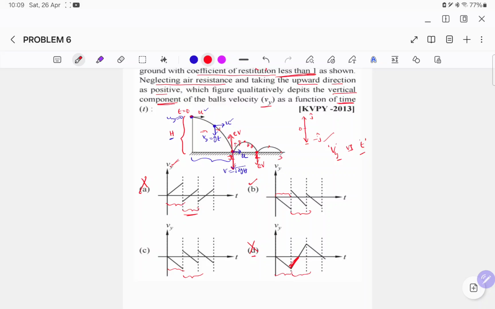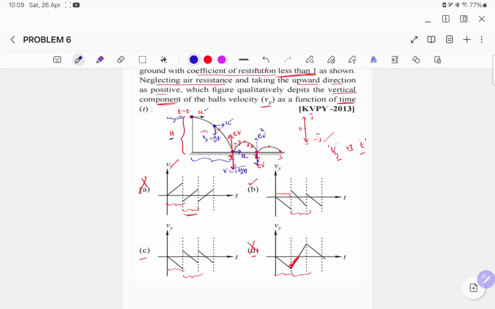Now in option C and option B they have given the graph the same way, so there is no clarity about whether B or C is right. Let me check with the next time interval, that is the time duration between the second bounce and the third bounce. See, as it has hit the ground with EV speed, it bounced with E times this, that is, E square V.